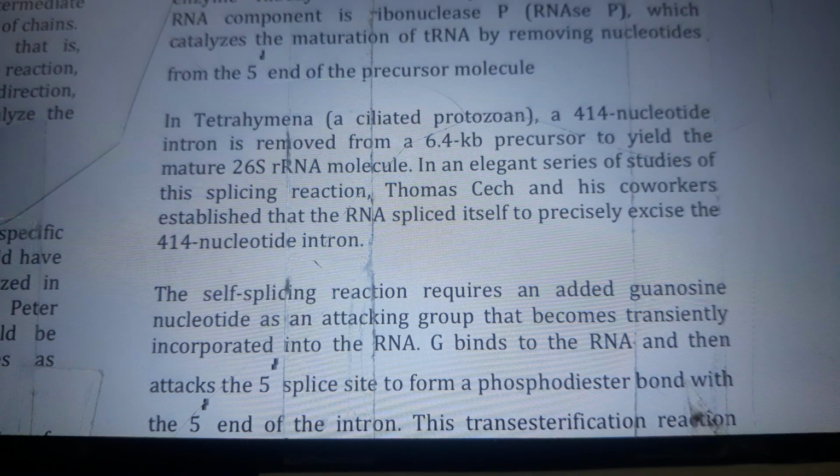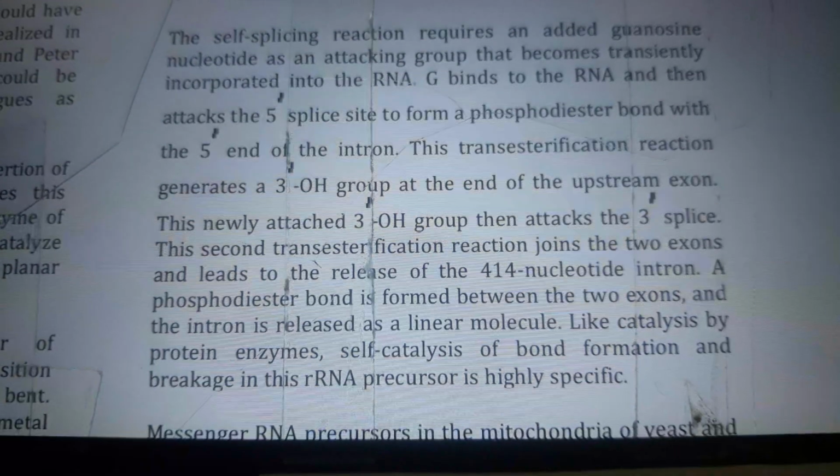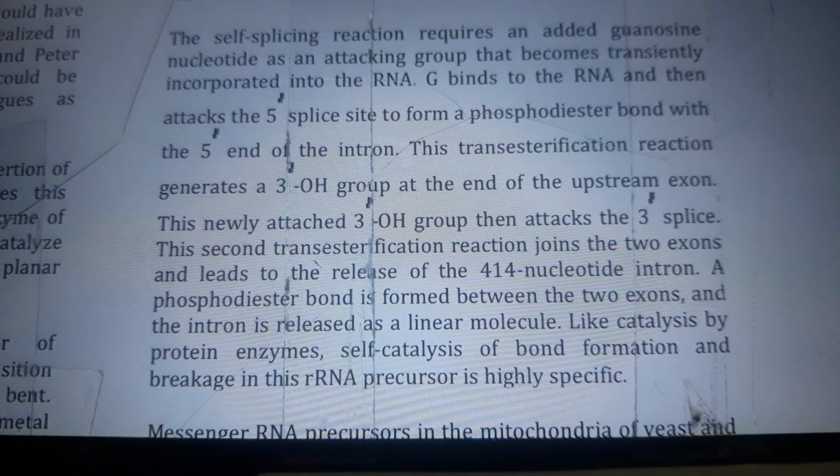In Tetrahymena, a 440 nucleotide intron is removed from a 6.4 kb precursor to yield the mature 26S RNA molecule. In an elegant series of studies of this splicing reaction, Thomas Cech and his co-workers established that the RNA spliced itself to precisely excise the 440 nucleotide intron. The self-splicing reaction requires an added guanosine nucleotide as an attacking group that becomes transiently incorporated into the RNA. G binds the RNA and then attacks the 5' site to form a phosphodiester bond with the 5' end of the intron.